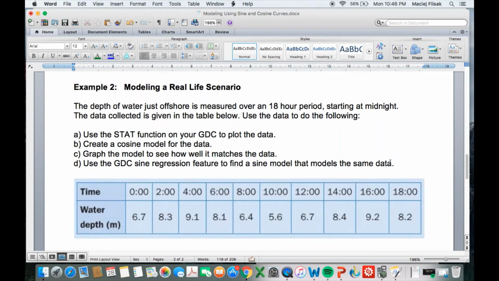So the real life scenario is on the back. It says the depth of water just offshore is measured over an 18-hour period starting at midnight. The data collected is given in the table below. Use the data to do the following.